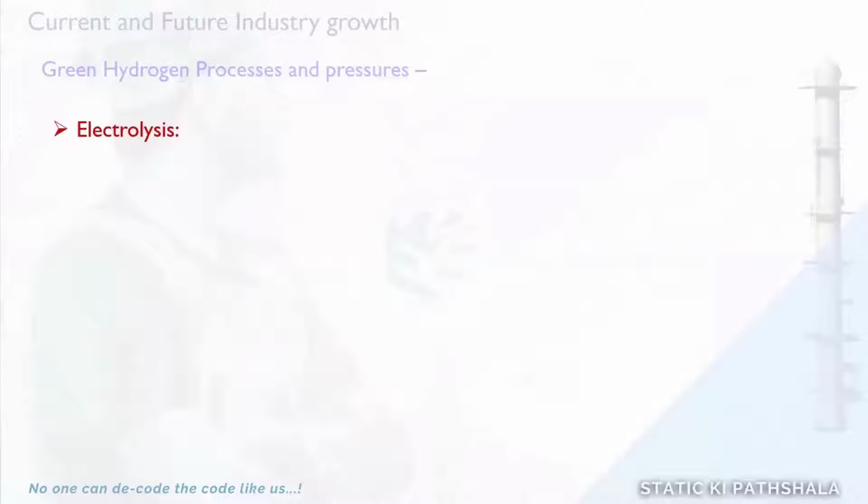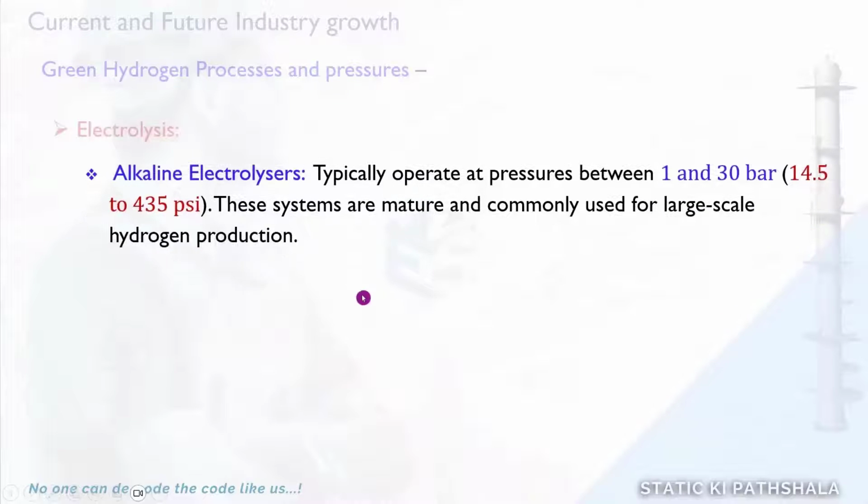There are multiple processes, out of which generation is one process, which is also called electrolysis. In this electrolysis, we are going to observe these things with reference to Division 2 requirements, right? Our main target is that we are not into the process, and we are going to see how the hydrogen technology is going to evolve. So here we are going to see what pressure ranges are usually used when dealing with green hydrogen. Alkaline electrolyzers are one process where the pressure range requirement is 14.5 psi to 435 psi.